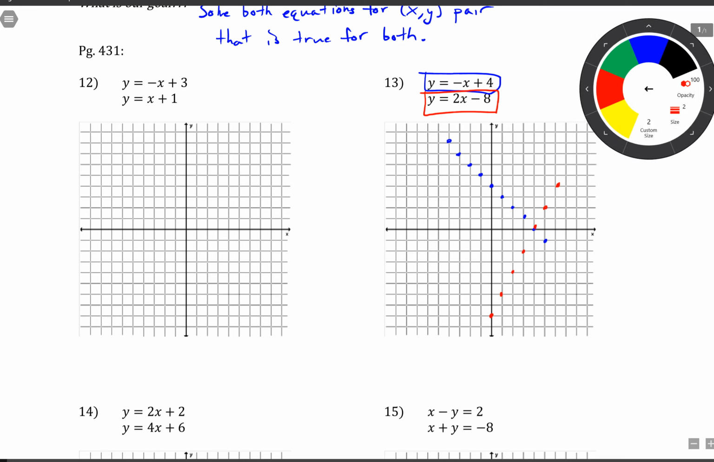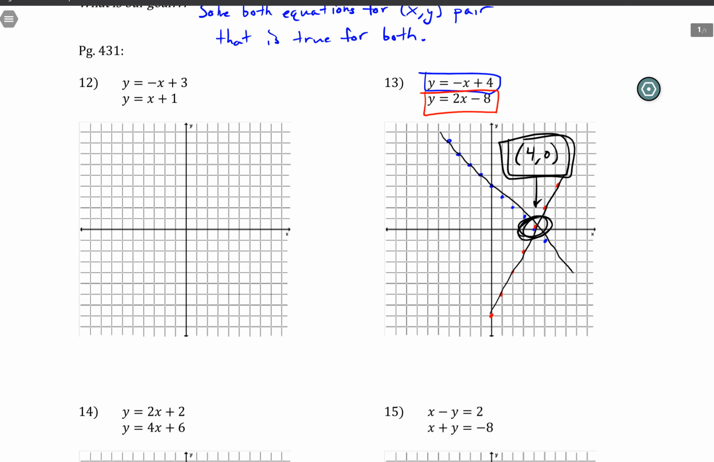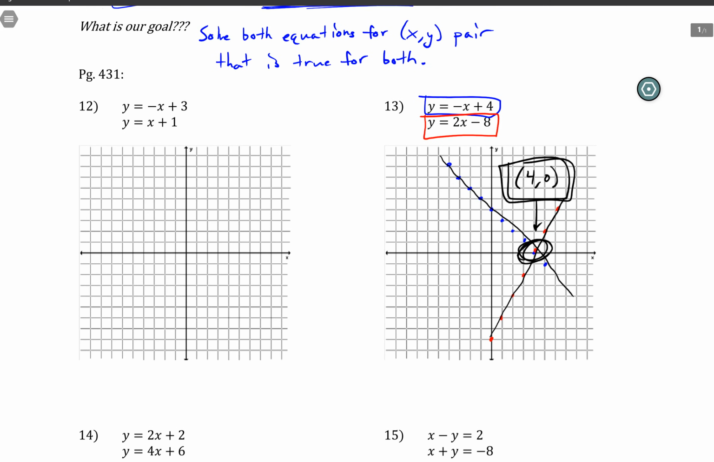Graphing this line, starting at -8 as a y-intercept, going up 1 over 1, it looks like these lines intersect right at 4, 0. Do you see how that point is included both in the blue line and in the red line? It's an intersection point right here. So that means that 4, 0 is the solution because it is included in both lines.